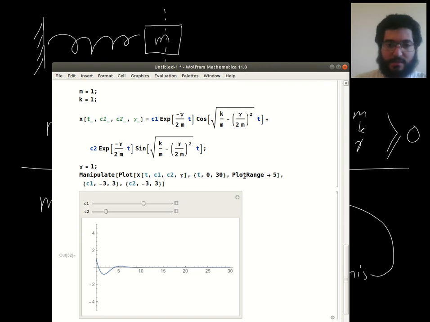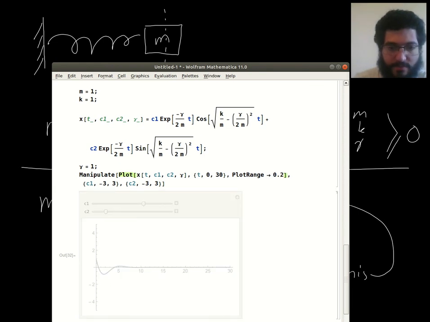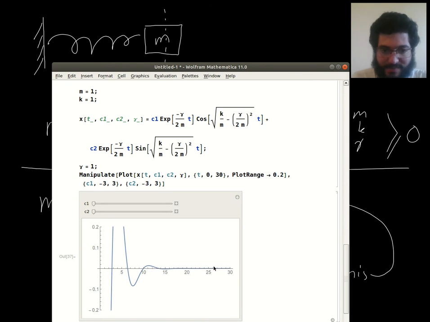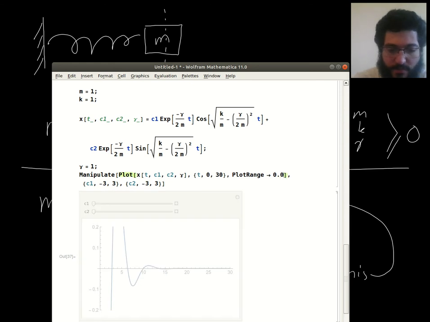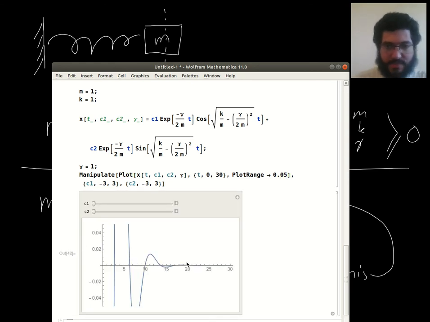So let's see if I make this vertical range smaller, maybe like 0.2. With the same horizontal range, you can see that the oscillations keep going on. Let me make this even smaller, 0.05. You see? So it's kind of like the spring, you stretch it out, let go, and it just keeps oscillating about the origin, but with the amplitude decaying. Okay, so that's the underdamped case.